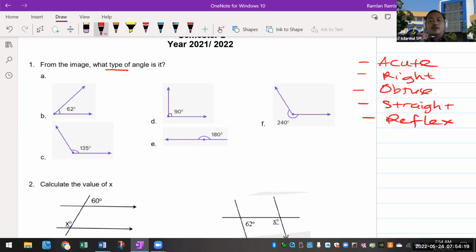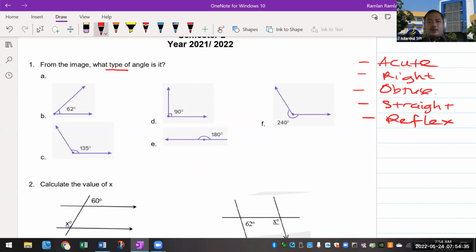180 degrees. As for the reflex angle, it is between 180 and 360 degrees. Because 0 degrees or 360 degrees is equal to 0 degrees, and we have no angle if we have zero.